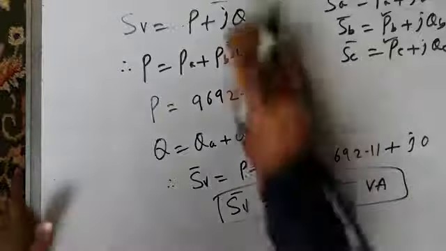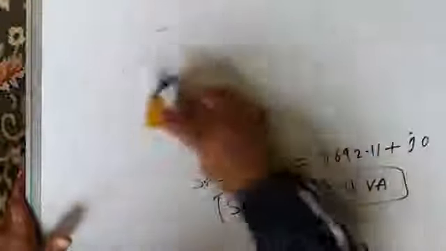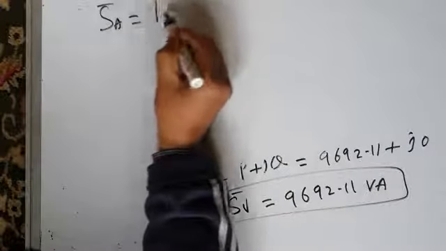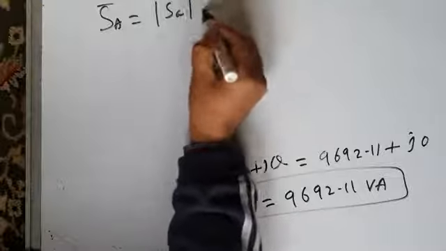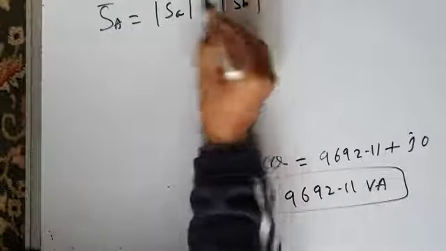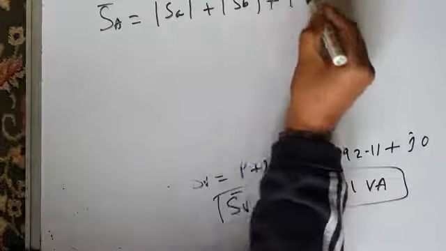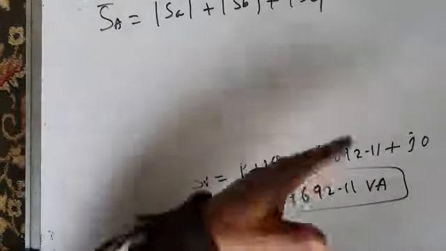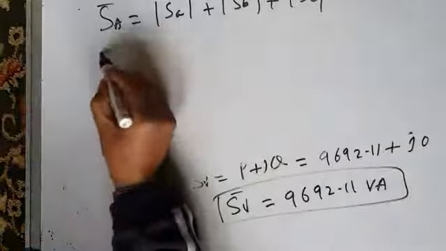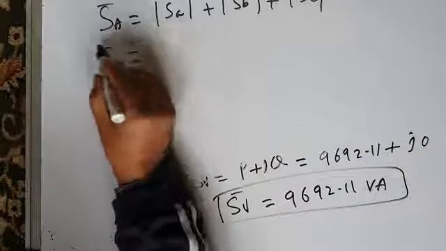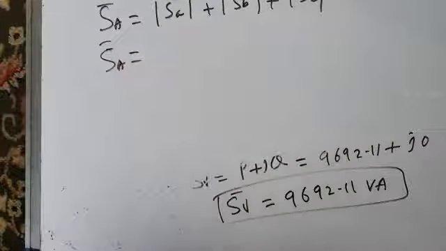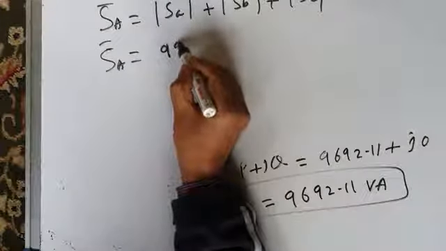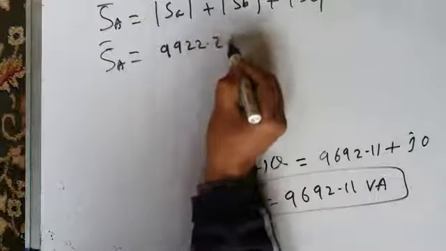Once you know the vector apparent power, now we can find the arithmetic apparent power. What is arithmetic apparent power? If you remember, arithmetic apparent power is SA plus SB plus SC, the sum of the three apparent powers. You calculated the three apparent powers a while back, add them up in this fashion and that will give you the arithmetic apparent power. As per my calculations, that is 9922.2 volt ampere.